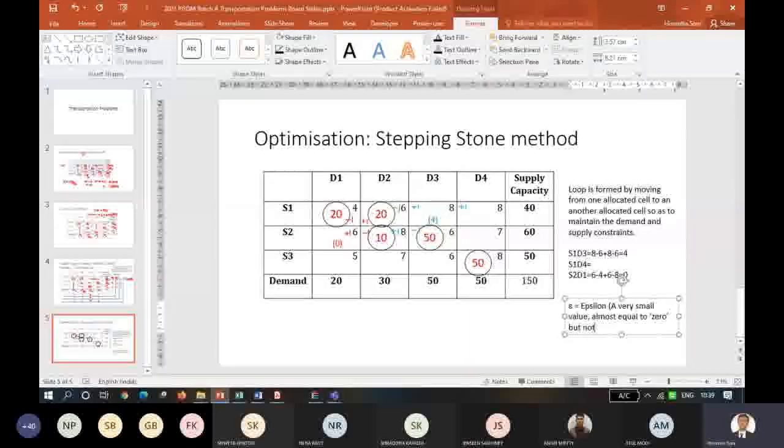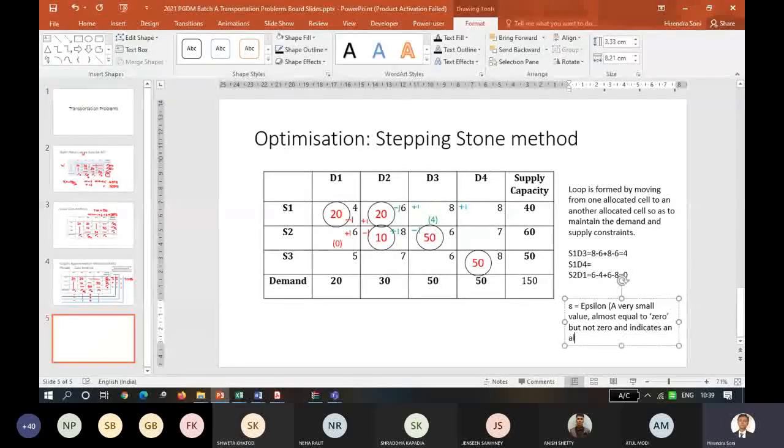Okay. Now, what is happening here is, since the number of allocations are less, we won't be able to form a loop for the majority of the cells. If I am considering S1 D4, I will not be able to form a loop, because if I move from S1 D4 to say S1 D2, from S1 D2 I can jump over to S2 D2. From S2 D2 I cannot go this side. On this side I have only just one allocation. So if I come here, after that I cannot go up or down. So the number of allocations are less.